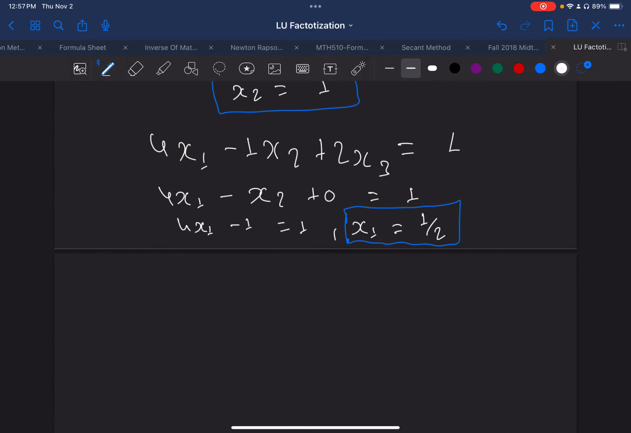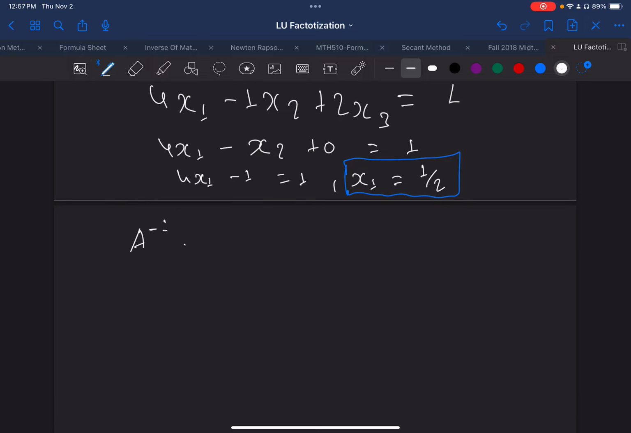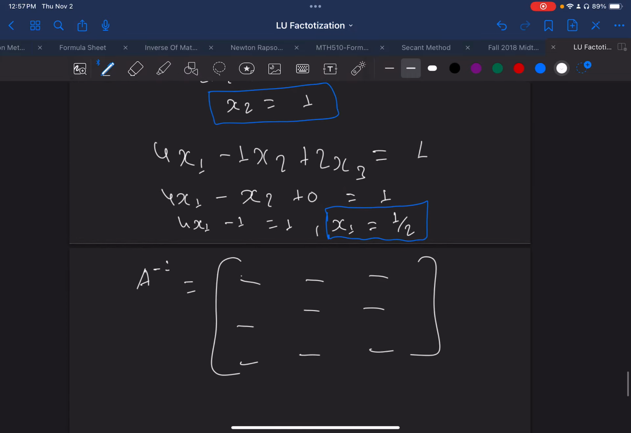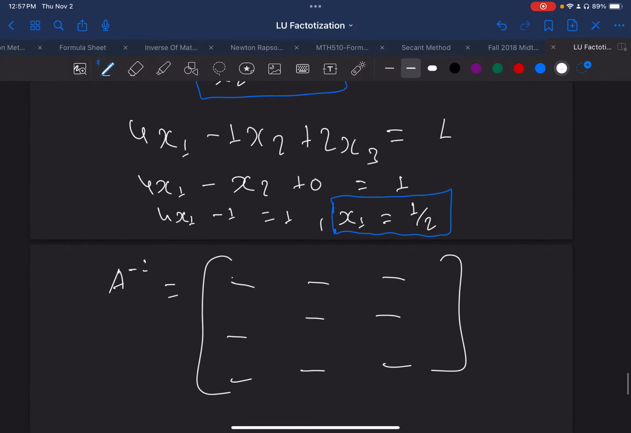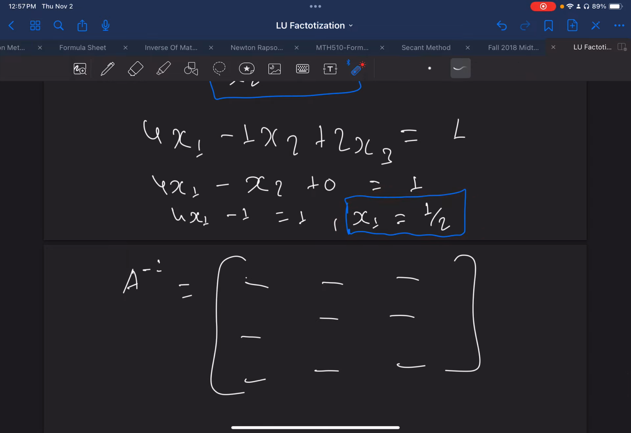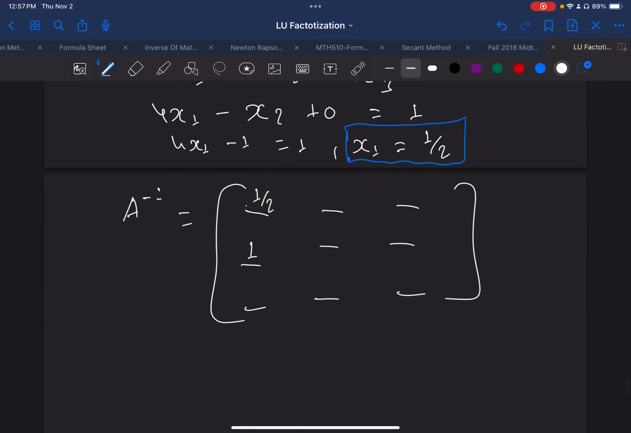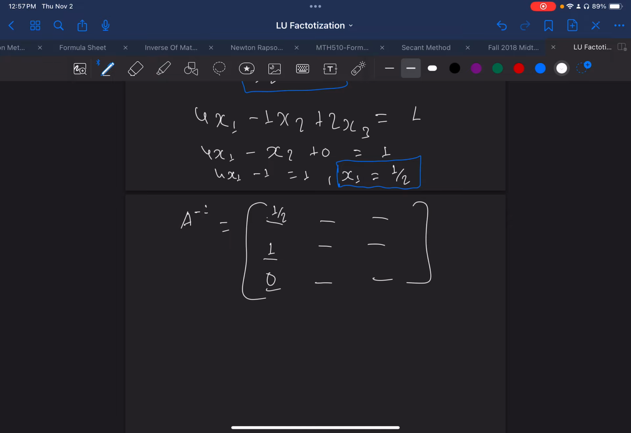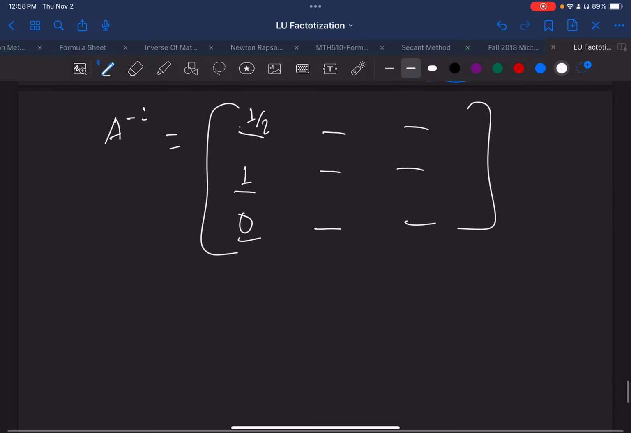So A inverse equals something, and hold this. After all this process, we have found the first column, right? So X1 is going to be half, 1 by 2. X2 is 1. And finally X3 is 0. So after all this, we have found the first column. And we have to do the same process for the second column, right? So let's go, I guess.